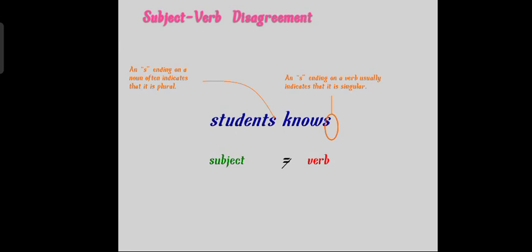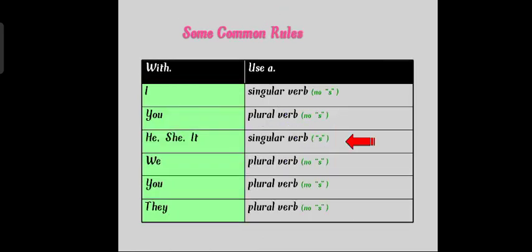An s ending on a noun often indicates that it is plural. See, students is ending with s. That's why it is a plural subject. An s ending on a verb usually indicates that it is singular. Here the verb is singular, but the subject is plural. That's why the subject-verb agreement is disagreeing. Right. Next you see some common rules.